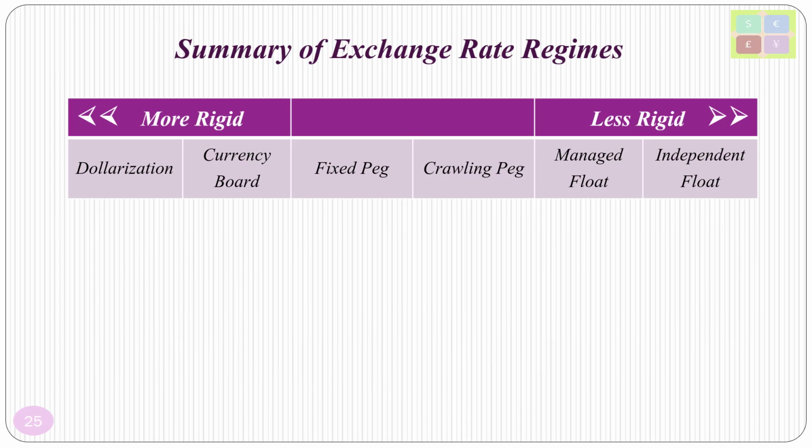Here is a summary of exchange rate regimes or systems. As you move from left to right, the system becomes more flexible. The dollarization is the strictest form. Currency board is the second strictest form. And then we have fixed peg, crawling peg, managed float, and independent float is the most flexible form of exchange rate system.